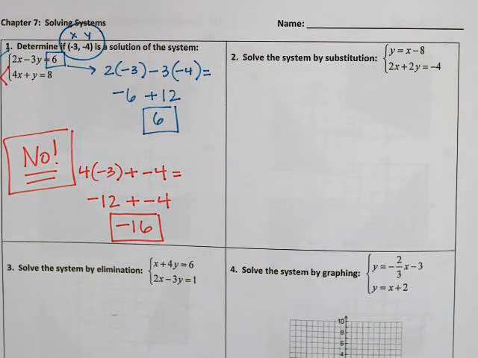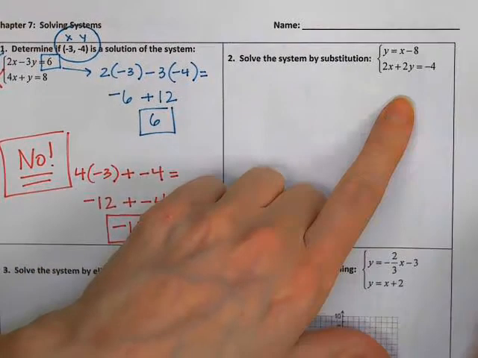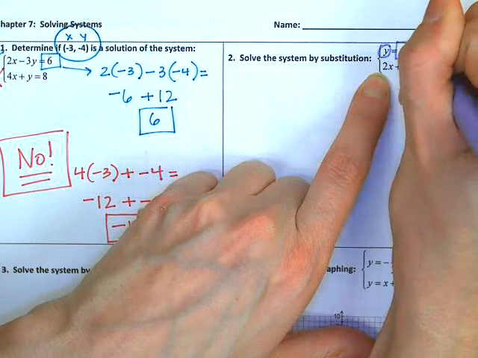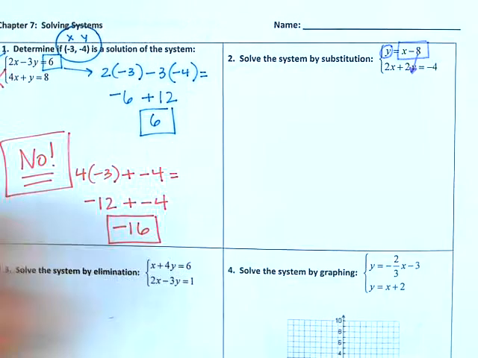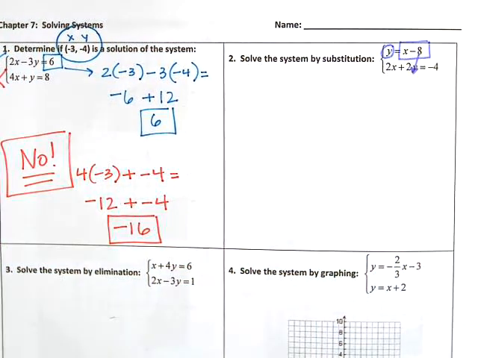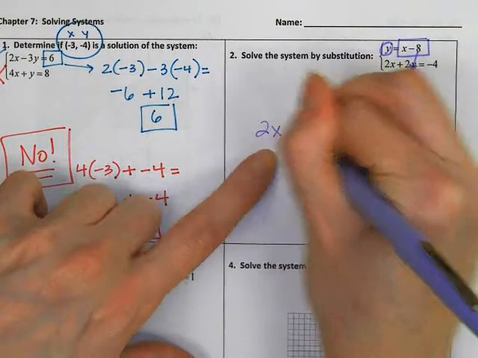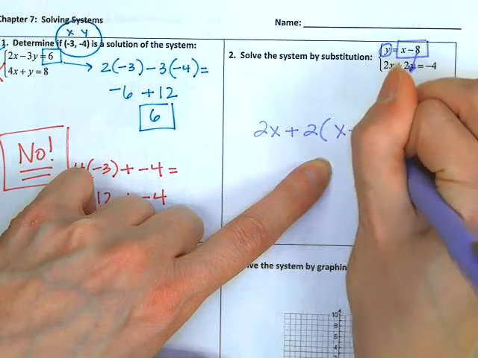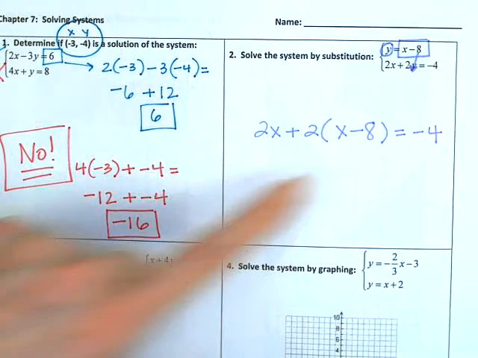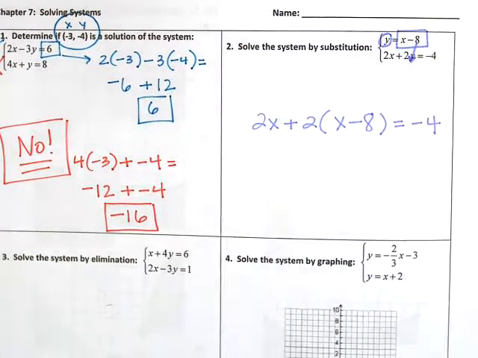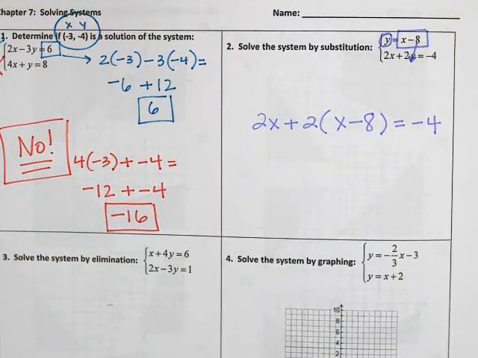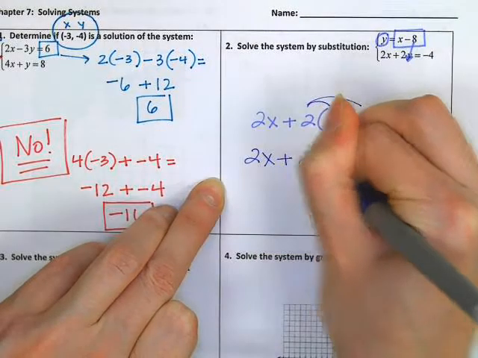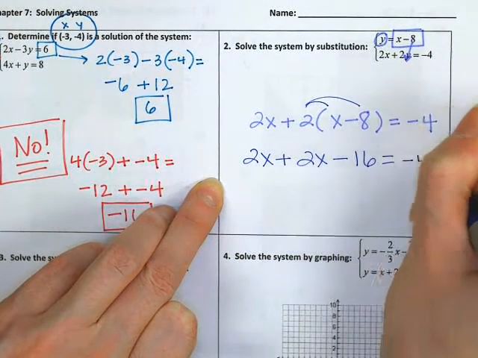All right, so solve by substitution. This is where if you have a variable alone, you could sub its value into the other equation. So now it's 2x plus 2 times, but instead of y, we're substituting the x minus 8 in. And then we're just copying the equation down. And now just solve. So I would start by distributing. So we get 2x plus 2x minus 16 equals negative 4.